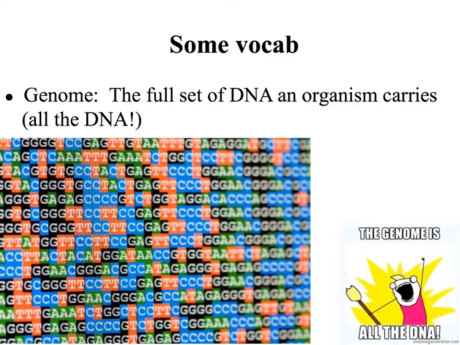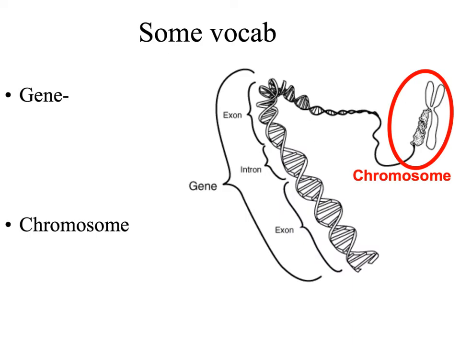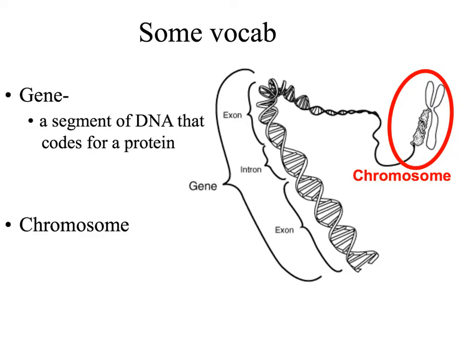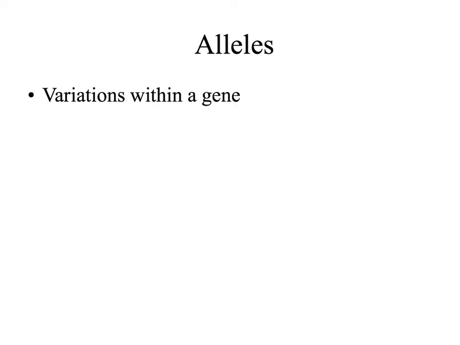The genome of an organism is the full set of DNA an organism carries. This is all of the DNA inside their entire body. A gene is a segment of DNA that codes for a protein. A chromosome is a strand of DNA and the proteins that hold it all raveled up. An allele is the variation within a gene. So, if we're looking at a gene for hair color, the variations may be red, brown, blonde, and black. Those variations are the alleles.